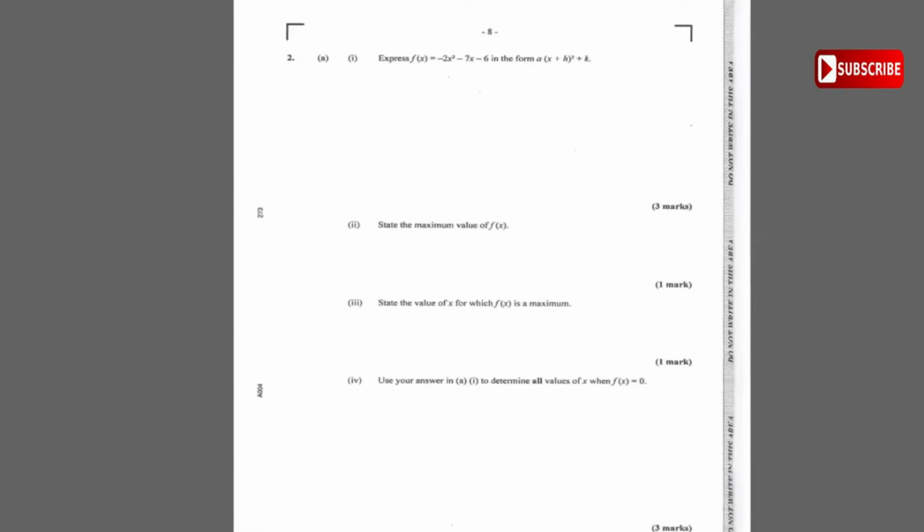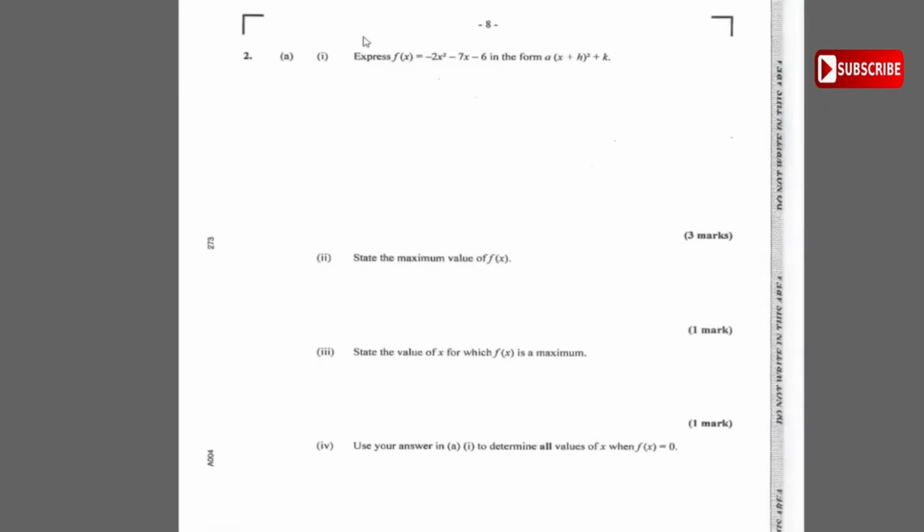On to question 2. Question 2 is asking us to complete the square of the quadratic equation. So it tells us that f of x is minus 2x squared minus 7x minus 6, and put it in the form a times (x plus h) squared plus k. To do this, first and foremost, I want you to find what is h and k.